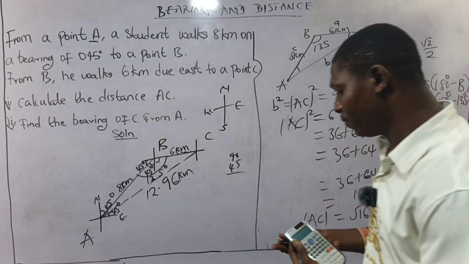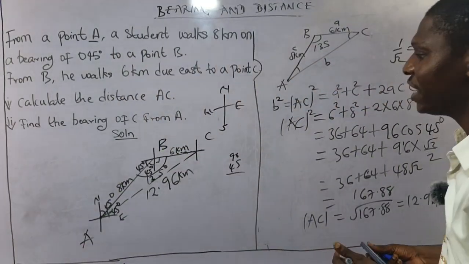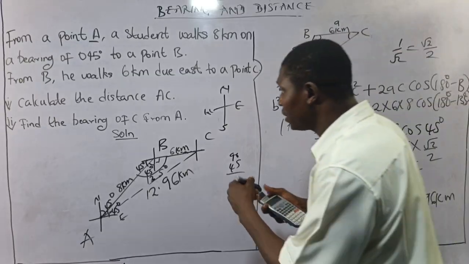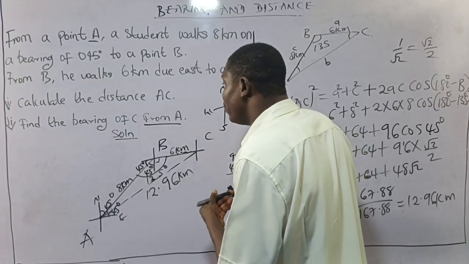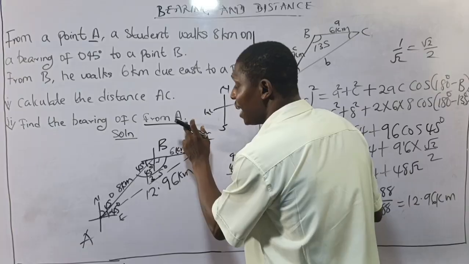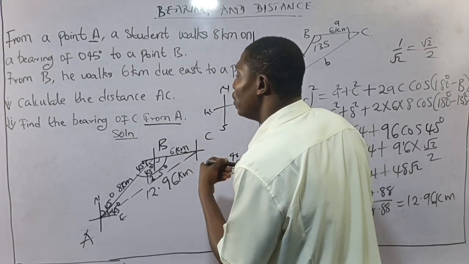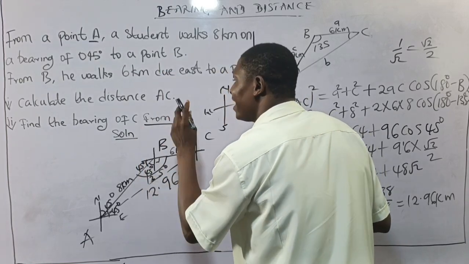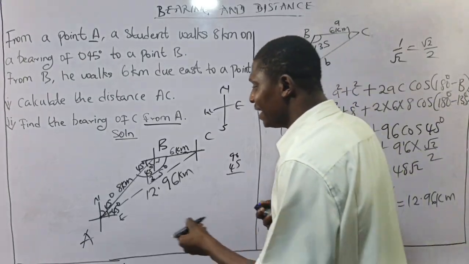After that, I'm asked also to look for the bearing of C from B. Remember, the bearing of C from B, they are asking for A. It's A they are asking for. And the A must start from the north of A till it touches the line that connects A and C. Take note. And where's my A? This is my A here.